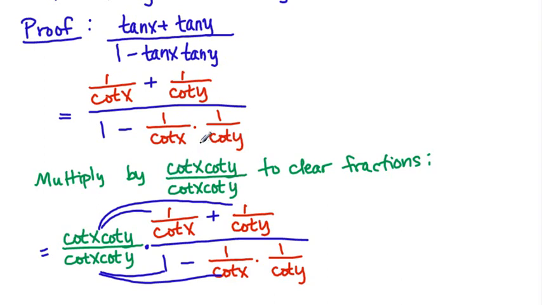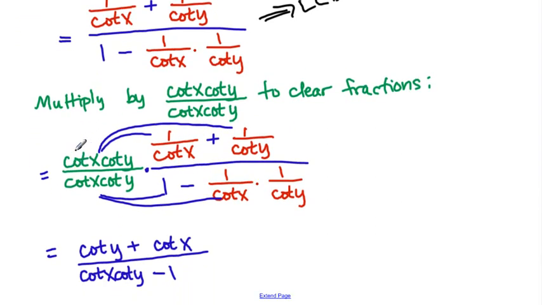And then we want to rewrite this complex fraction. To rewrite a complex fraction, we can multiply by the least common denominator of all the fractions involved. So the least common denominator of those fractions is cotangent x times cotangent y. So we have to multiply the numerator and denominator by that LCD, which really means you multiply every term in the complex fraction by that LCD.